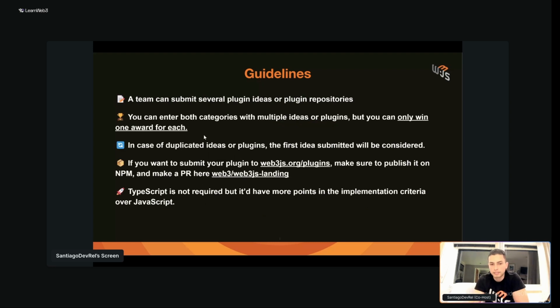And then the guidelines. This is also in the Learn Web3 DAO website. A team can submit several ideas or several plugins. That will be fine. But if you enter in both categories, you can only win 1 in each. So if you build, for example, a Uniswap plugin and then a Uniswap idea, you can only win 1, right? Just for you to know.